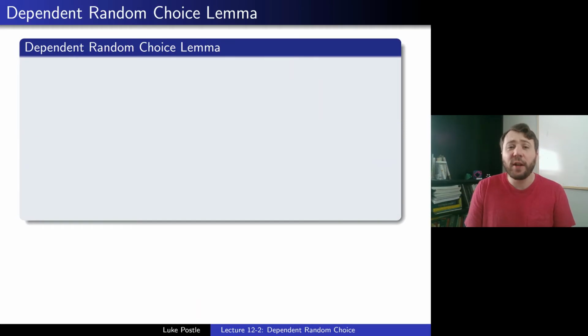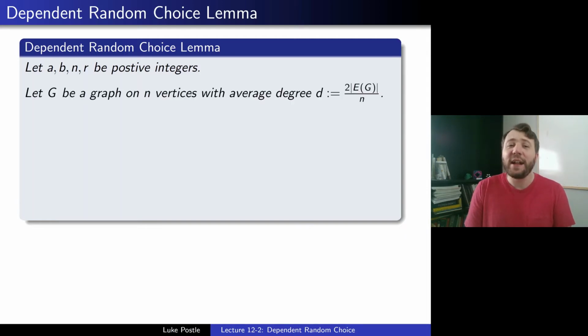There's what I'll call the dependent random choice lemma. There's one main lemma that does this, and it goes as follows. We let a, b, and r be positive integers. Don't worry about what those are yet. And then let G be a graph on n vertices, so n is the number of vertices, with average degree d. D would be the average degree, which of course is defined as twice the number of edges divided by n, by handshaking.